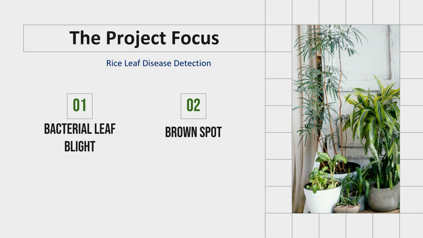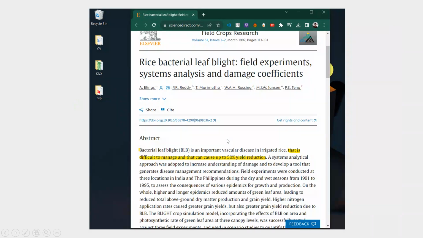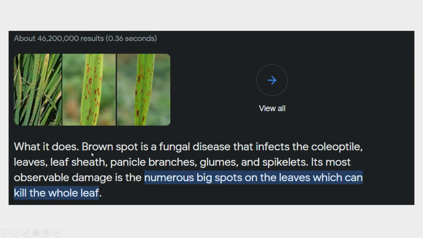So my plan is to do rice leaf disease detection for two specific diseases. The first one is bacterial leaf blight, which is basically a disease growing on the leaves of the rice, which can cause up to 50% yield reduction. And the second one is brown spot, which, if it gets spots on the leaf, can basically kill the whole leaf and lead to the plant dying.